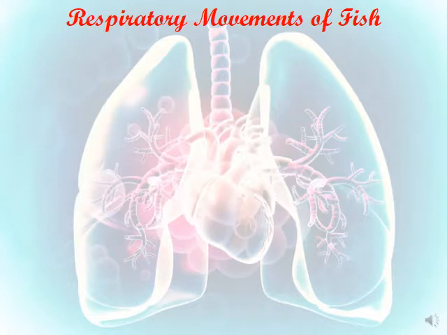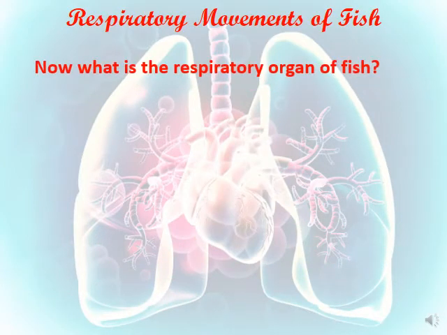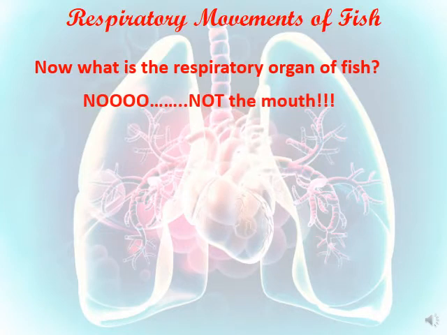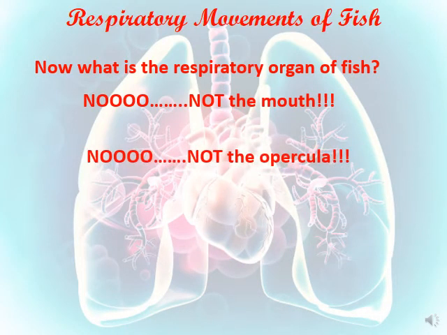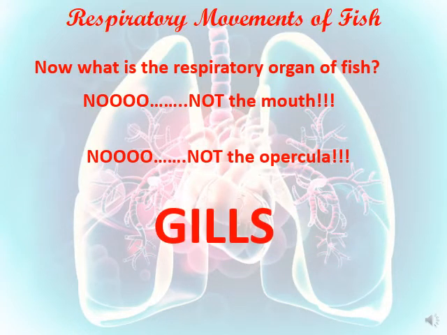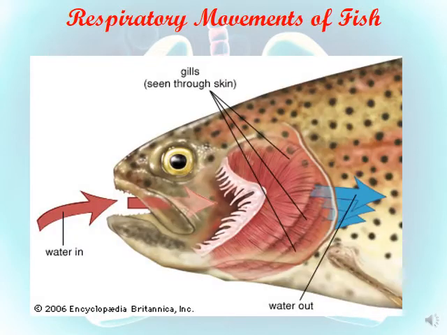Wait a minute. What is the respiratory organ of fish? Is it the mouth? No. Is it the operculum? No. What is the respiratory organ in fish? It's the gills. The gills are the respiratory organ in the fish. They are seen through the skin and they are covered by the operculum.